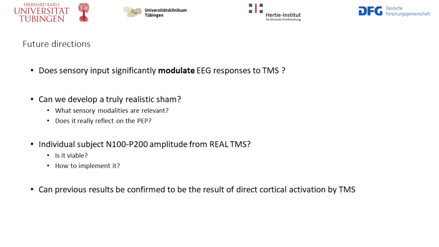Now, the development of this ideal realistic sham will be challenging, and many things will have to be taken into consideration, such as whether the subjective perception should be taken into account, or simply the amplitude of the N100, P200 elicited by the real TMS. These are things that will have to be sorted out. Because then finally, it will be important to put into practice whichever method we decide is the best, to then test whether the results observed in previous TMS EEG studies are indeed the result of cortical direct activation by the TMS, which will then reiterate the validity of the whole method.